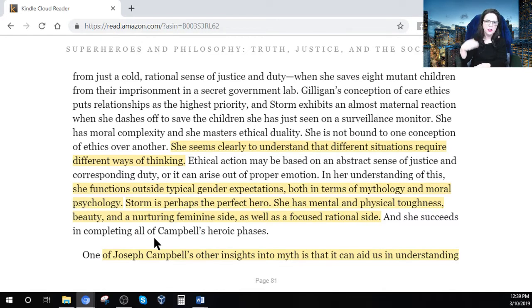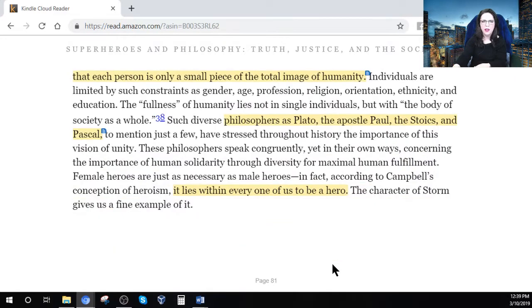And then she takes you back to Joseph Campbell's insights into myths and how they can guide us in understanding how each person is only a small piece of the total image of humanity. That's very important to remember, because the purpose of Housel's essay and the purpose of the scholars within this textbook are wanting us to apply what we're learning back to our own personal lives.